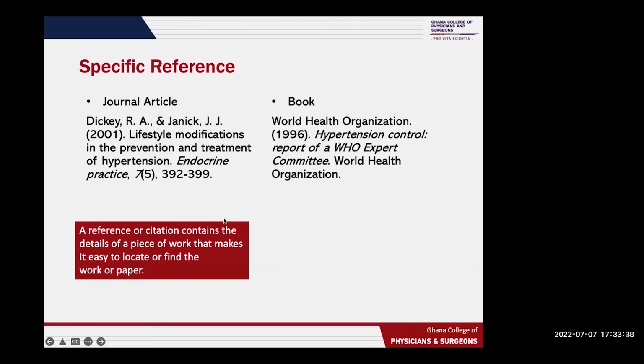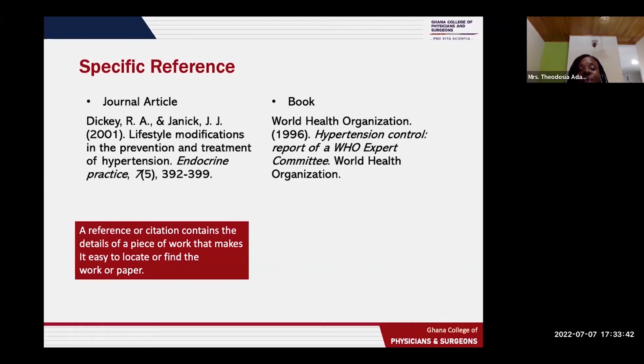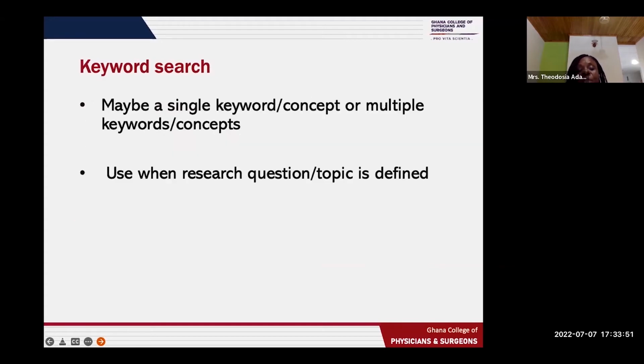So the search might be just to look for a full text of a specific reference. Now we'll go to the option that we'll be focusing on for this session. That is performing a literature search by doing a keyword search. The keyword search might be a single keyword or concept, or multiple keywords or concepts. We use the keyword search when a research topic is defined, like the previous ones I made reference to.